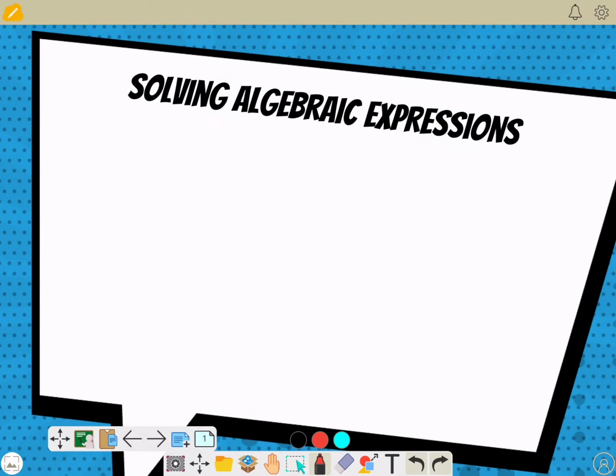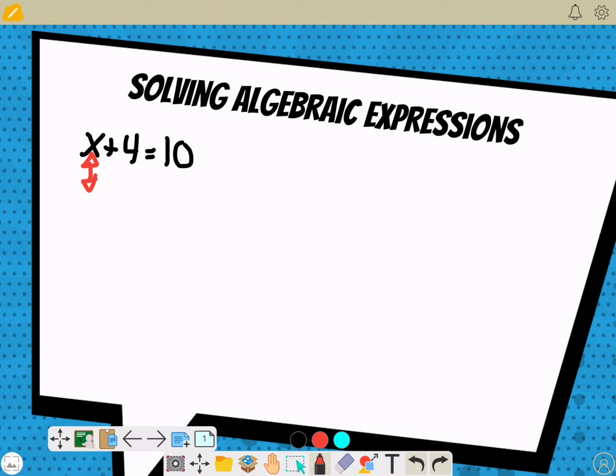Solving algebraic expressions is whenever you get a problem that usually has a letter in it, also known as a variable, and you have to figure out what you can plug in where this sentence is true. So let's say we had this problem, x plus 4 equals 10. It's saying what can you plug in for that x where it would make the sentence true.